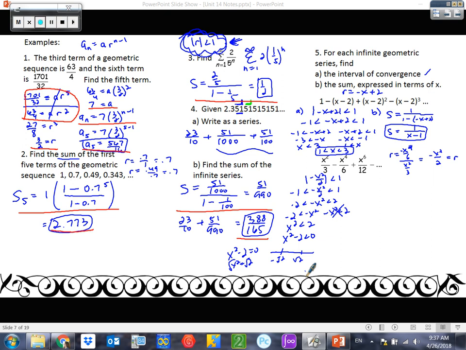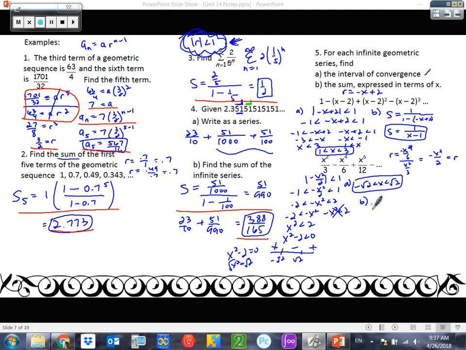So let's test the signs. If I put in negative 10, I get positive. If I put a 0 in there, I get negative. I'm testing this. If I put a 10, I get positive. So this is only true between negative root 2 and root 2. That is my interval of convergence. This is true. This is negative. I get a negative number between negative root 2 and root 2. So my interval of convergence is negative root 2 less than x less than root 2. That's A.